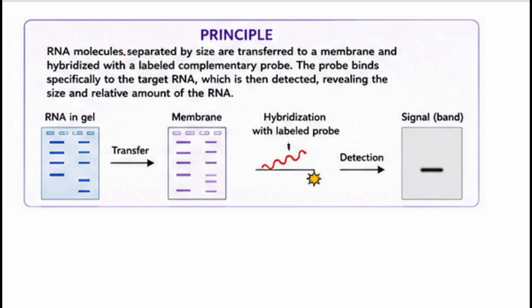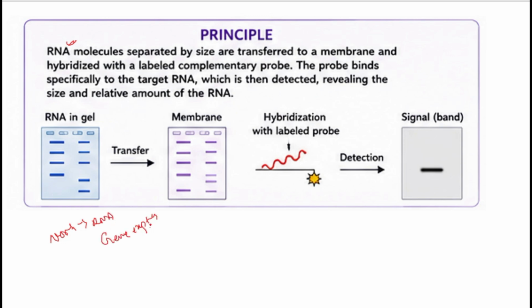So why is northern blotting used? It is used for identifying the RNA molecule, or we can say that for gene expression also this technique can be used. So what is the first process for this northern blotting? So northern blotting is used for identifying the RNA or gene expression.